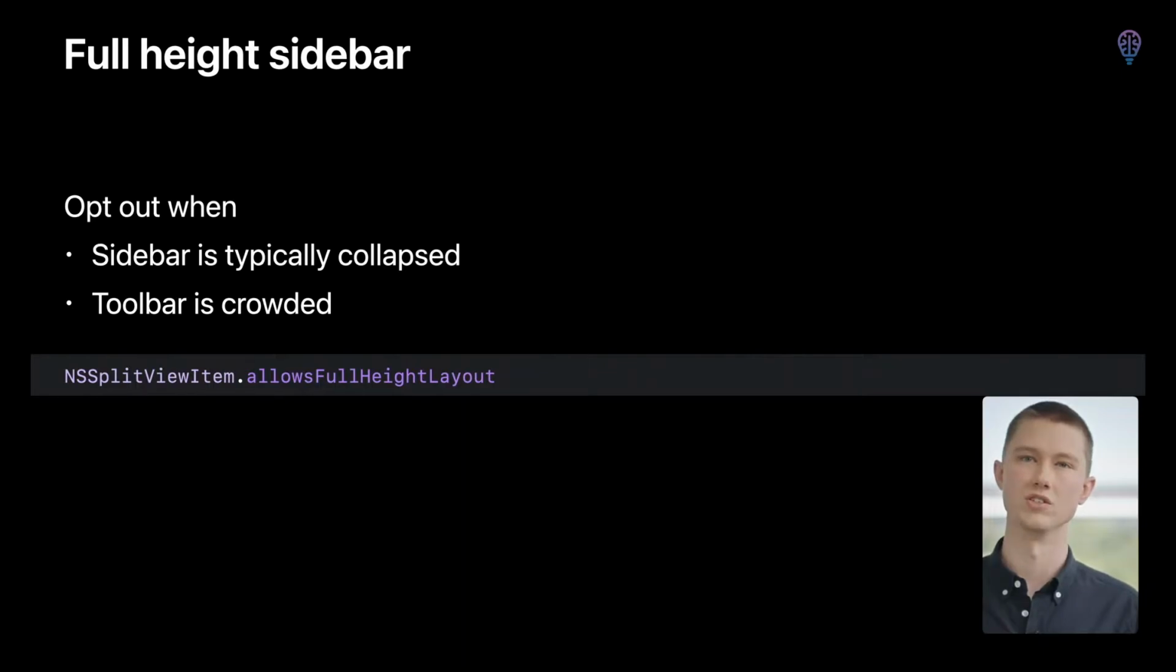In rare circumstances, you may not want a full-height sidebar. There's a new property on NSSplitViewItem, which will allow you to opt out. You may consider this if your sidebar is typically collapsed, or if your toolbar is crowded and you need more space. But please note that this property only affects items with the sidebar behavior.